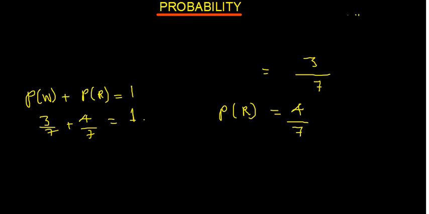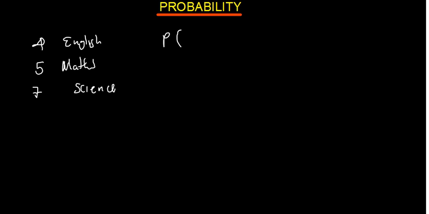Now, let's say you've been given a scenario where you've got a shelf which contains 4, let's say, English books, 5 mathematics books, and let's say 7 science books. And then you pick a book at random. Find the probability that the book that you picked was a science book.